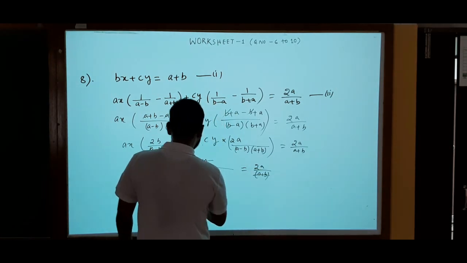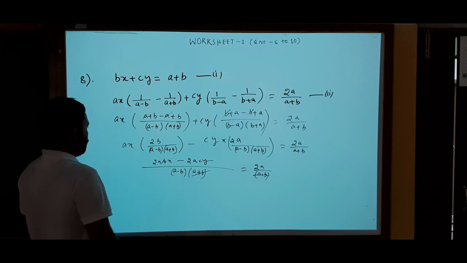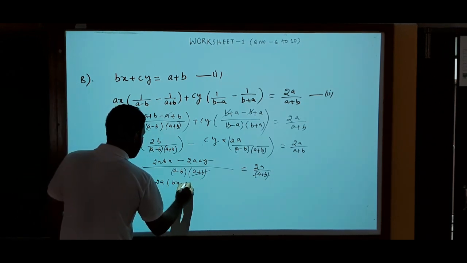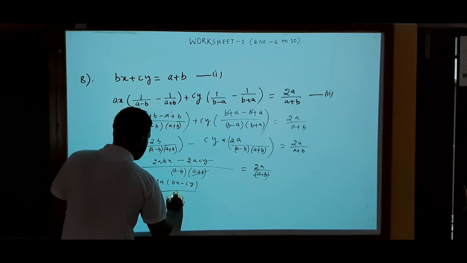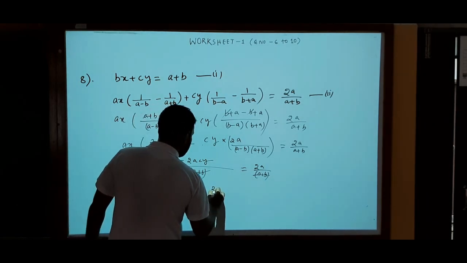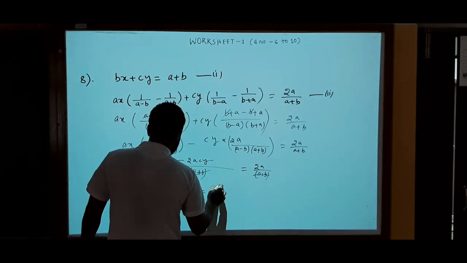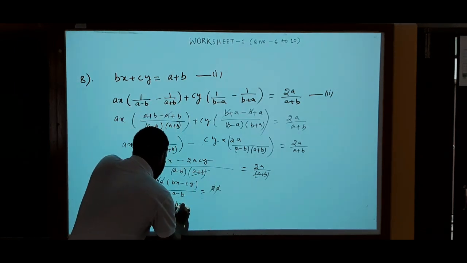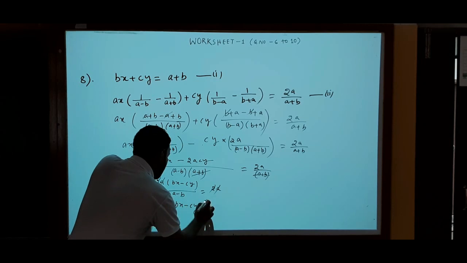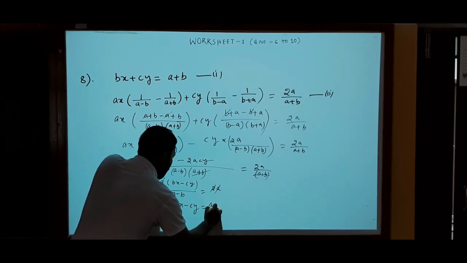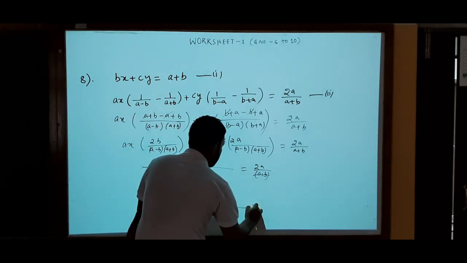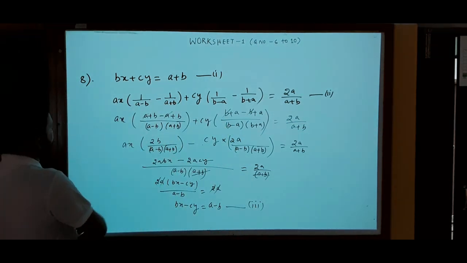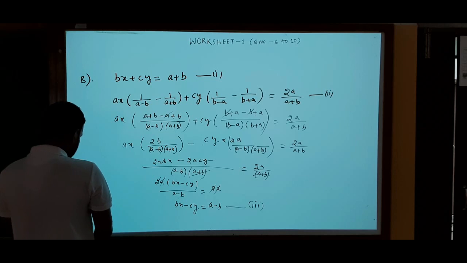Now this a plus b I can cancel. Now here, if I take common 2a, so it will become bx minus cy upon a minus b equal to 2a. A will get cancelled, 2 will get cancelled, right? So what remains? Bx minus cy equal to a minus b into 1, that is a minus b. This is our equation number 3. Correct? Then I will solve this equation 1 and 3 now.